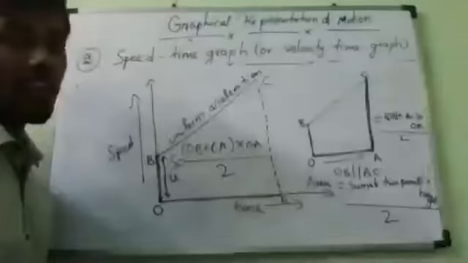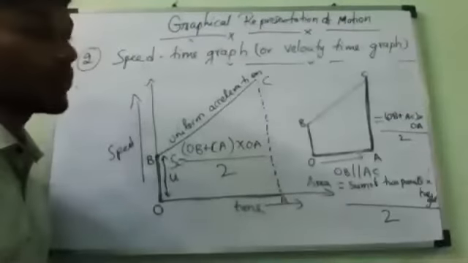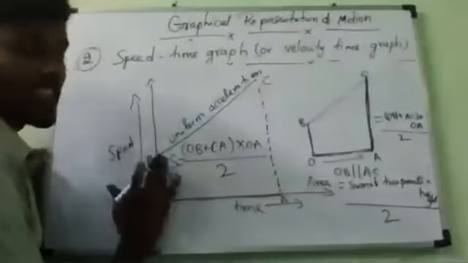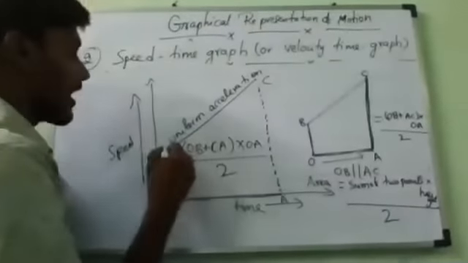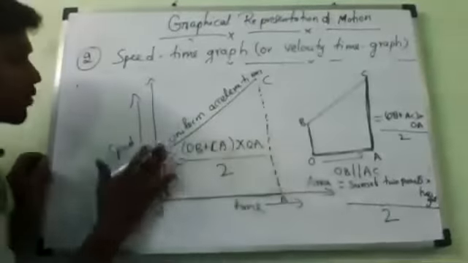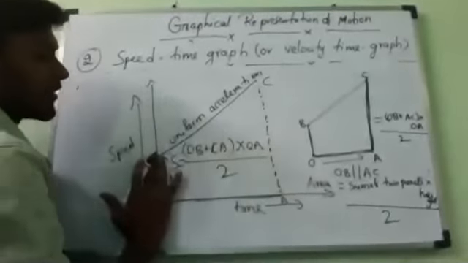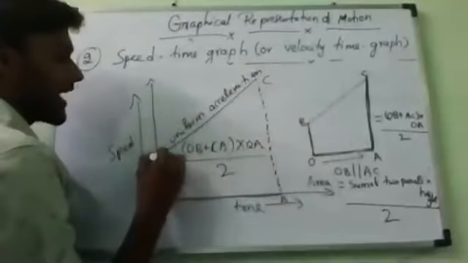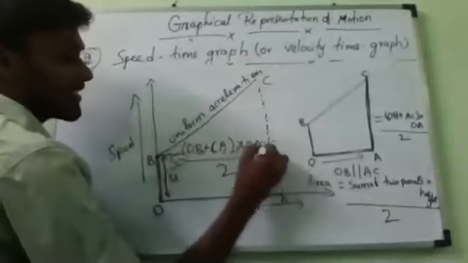Understood, sir. Now, for example, let me see who will say. Suppose, forget about this initial speed. I want to calculate the acceleration of this body. How to calculate, Ra? Now this is the acceleration. I want to calculate acceleration. What I will do? I will extend it here.